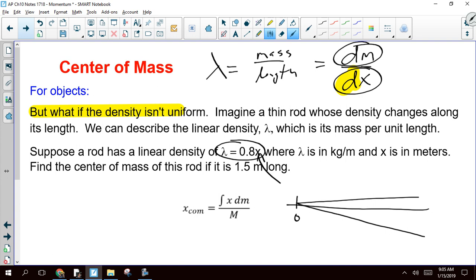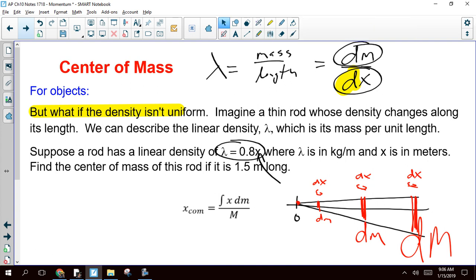So the idea is, at the origin you have a mass of 0. Here, your mass is going to be a little bigger. Over here, your mass is going to be bigger. Over here, bigger still. So it's getting increasingly massive as you go out. Any individual dx has an increasing dm. Here we've got a small dm, then a bigger dm. Your mass gets bigger the farther you get from the origin.